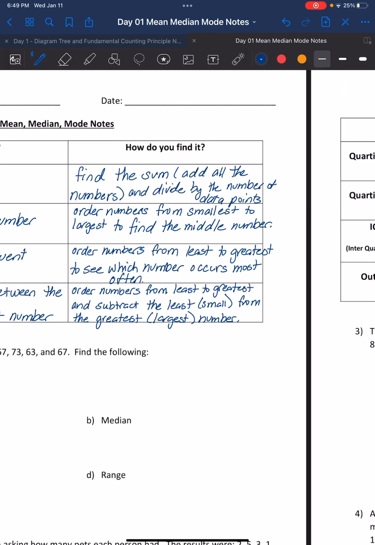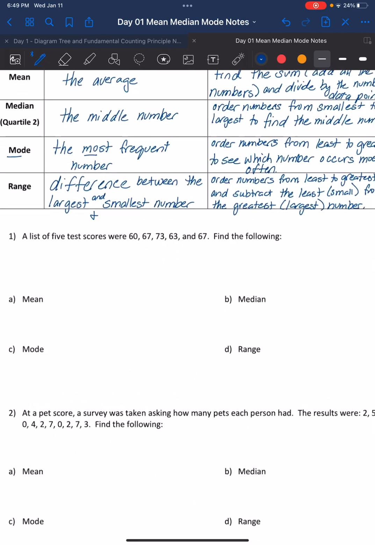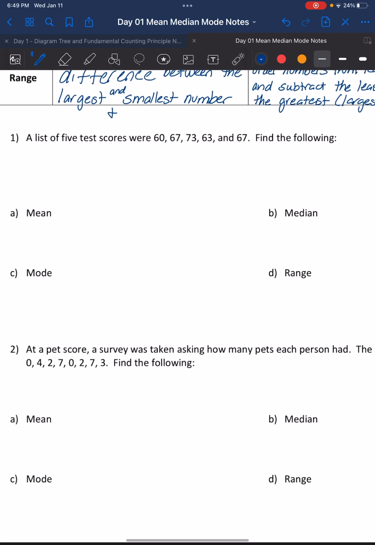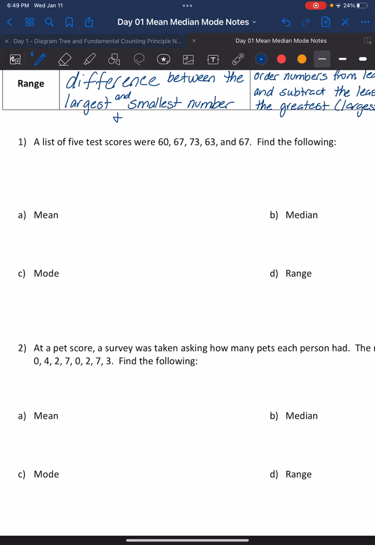Okay, all right, so let's look at an example. We've got a list of 5 test scores: 60, 67, 73, 63, 67. Now, I'm going to look at this data set here. What is the first thing I'm going to do? Well, I could go about figuring out the mean. However, I think the best thing to do every single time you look at a data set is to put them in order. So when I do that, I like to cross them out just to make sure that I have all my numbers. So there's a double check.